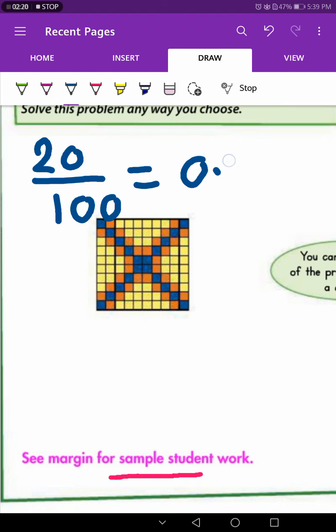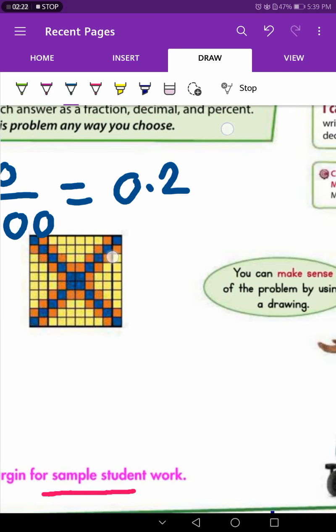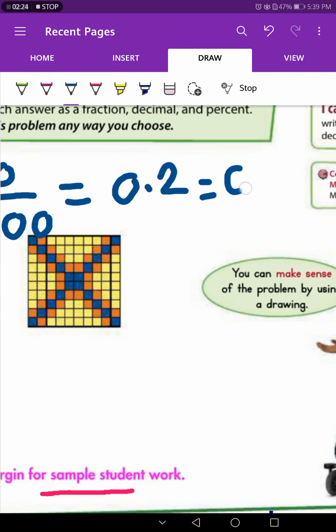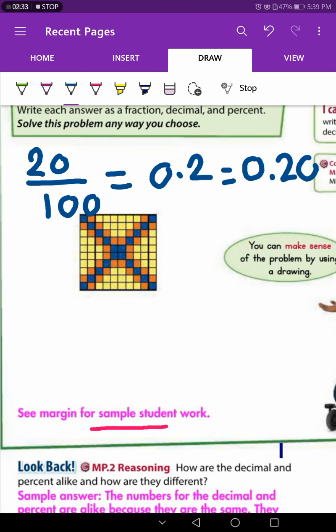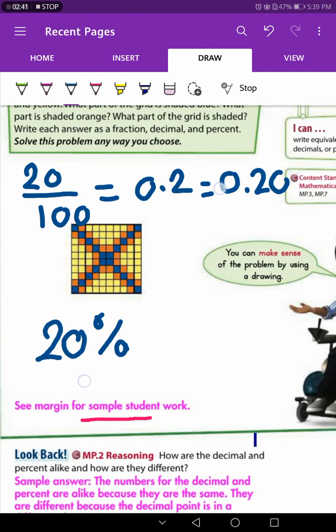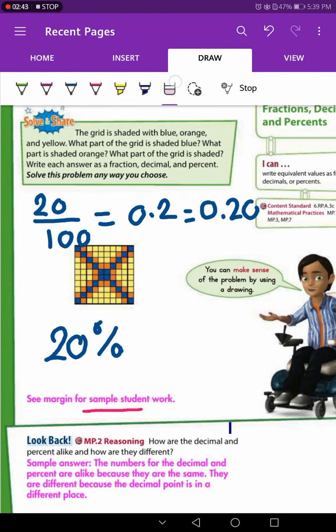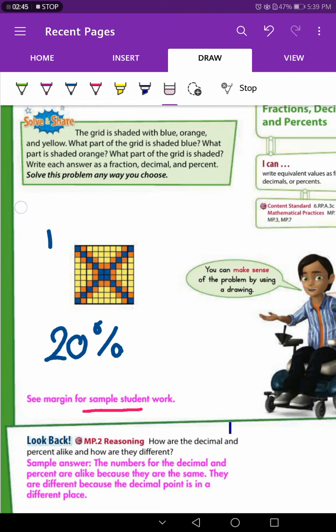0.2. Yes. Can I write it 0.2 or 0.20? Yes, both of them are correct. Now, how can I write it as a percent? 20%. Yes, like this. Okay. Now the last one is the orange one. Okay. Ayman.